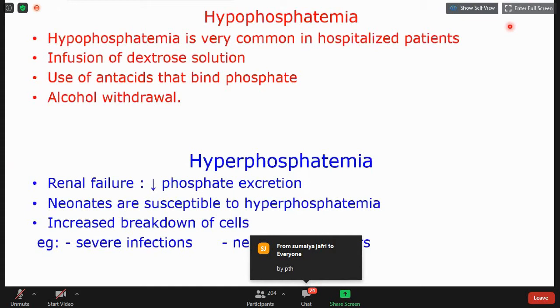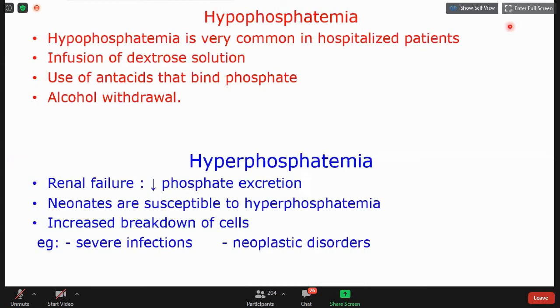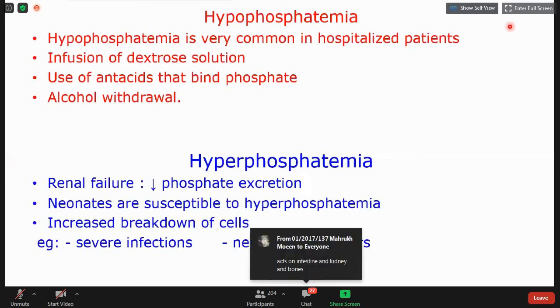Sumaya Jafri, excellent. Parathyroid hormone. Hormonal regulation: calcitonin, vitamin D, parathyroid hormone. Vitamin D, yes. Calcitonin, Mama Saeed, Maruf Moin. Yes, excellent. Acts on the intestine, Maruf Moin, acts on the intestine and kidneys and bones. Okay.